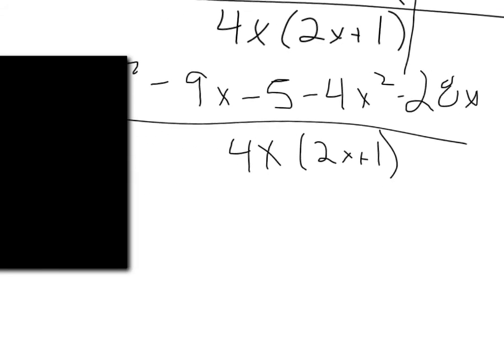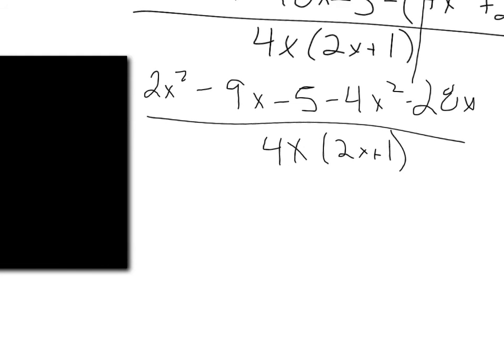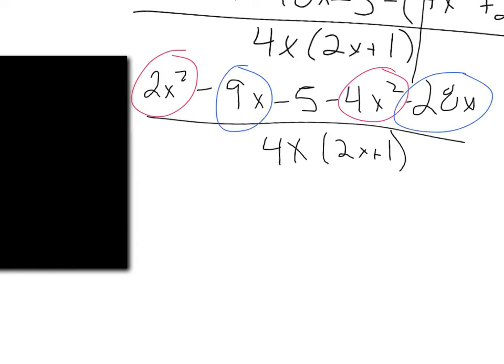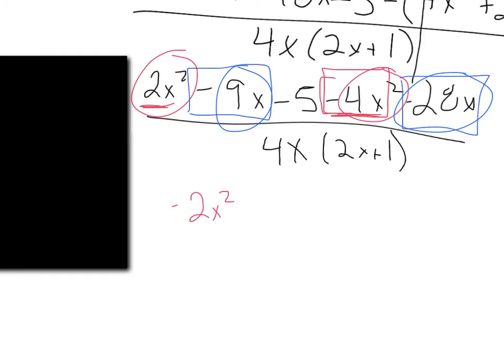Still chugging along. I'm going to combine some like terms. So I see an x squared and an x squared, and I see an x and an x. So my x squared like terms, I've got a 2x squared and a negative 4x squared. So that's going to be negative 2x squared. My x terms, I have a negative 9x and a negative 28x, which gives me a negative 37x. And then I've got this lone constant there, minus 5.